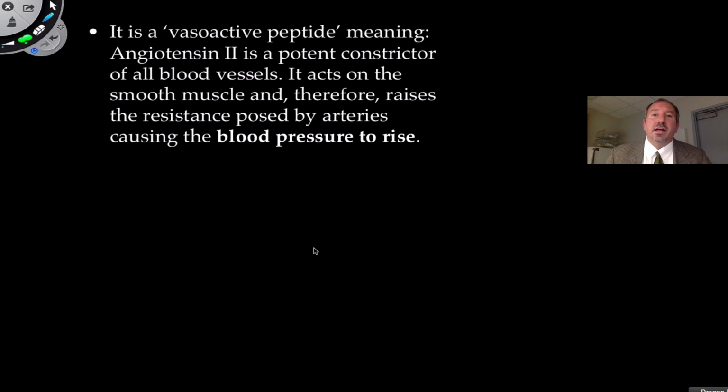And how does it do that? How does angiotensin 2 raise blood pressure? It does it a couple of different ways. One of the ways in which it raises blood pressure, angiotensin 2, is that it's a very potent constrictor of blood vessels.